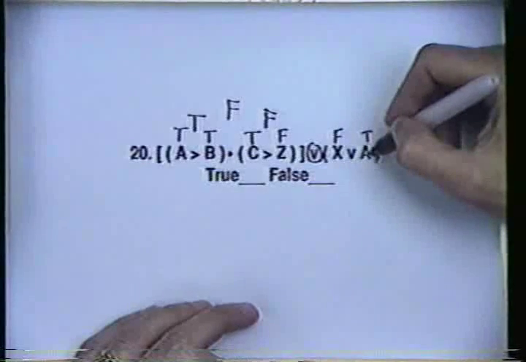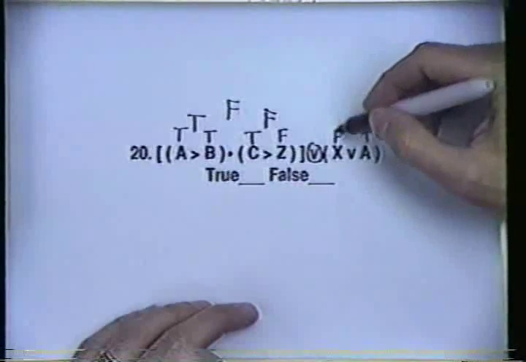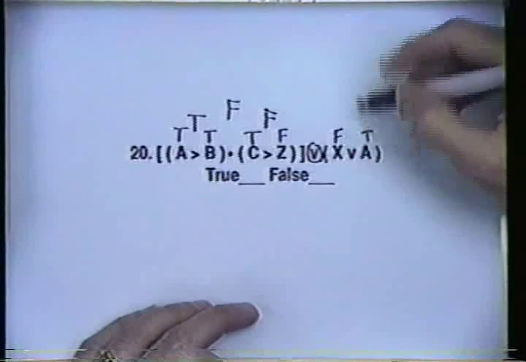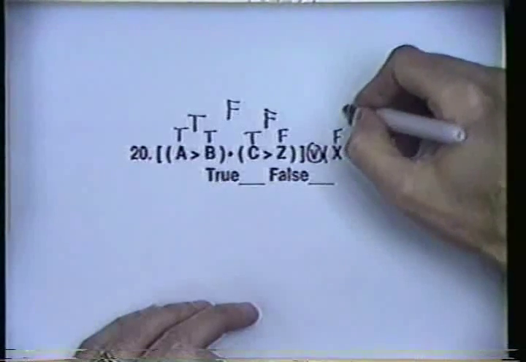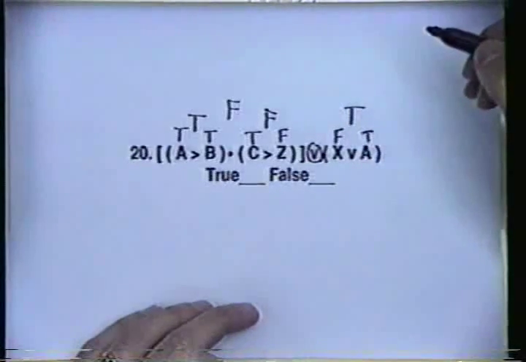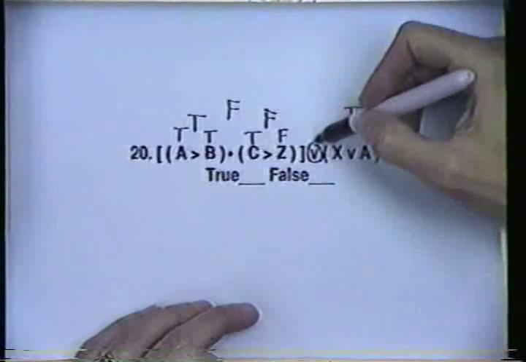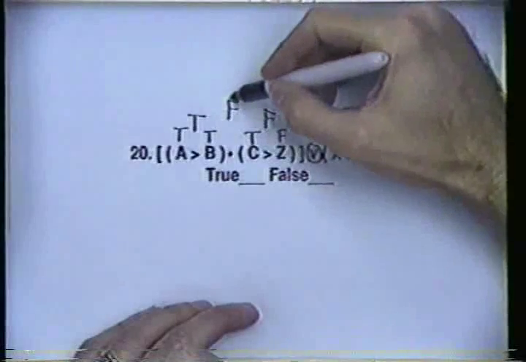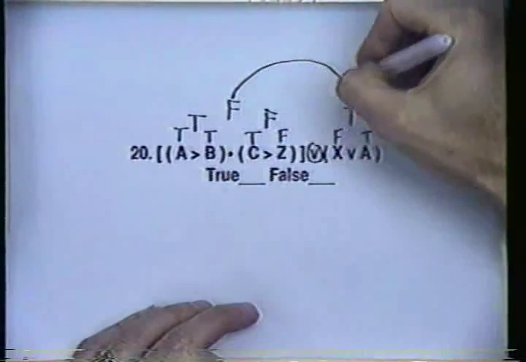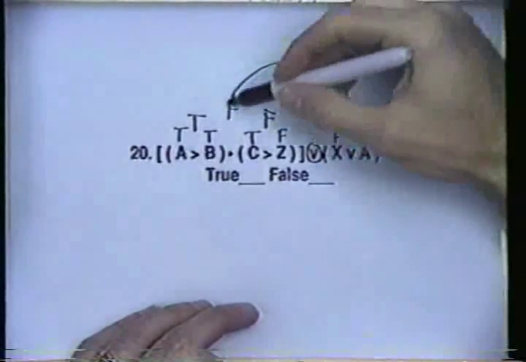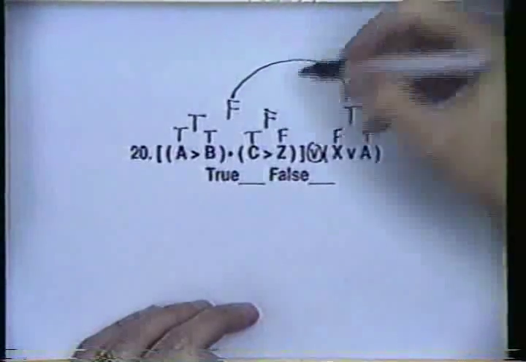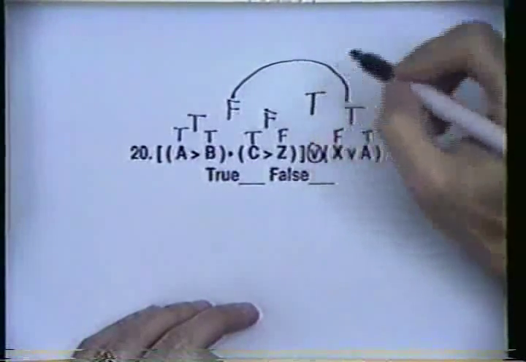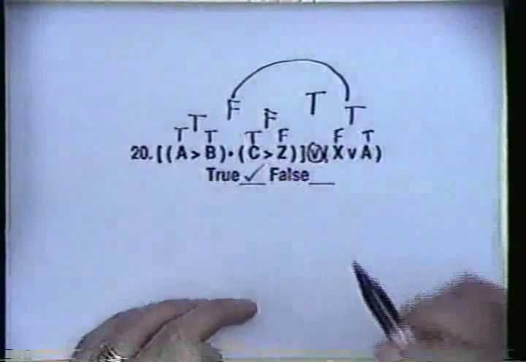This side is a disjunction, X or A. It has one true disjunct, which is sufficient to make the entire disjunction true. And now we determine the overall truth value of the large disjunction sentence by bringing together false or true. False or true is a disjunction which has the truth value true.